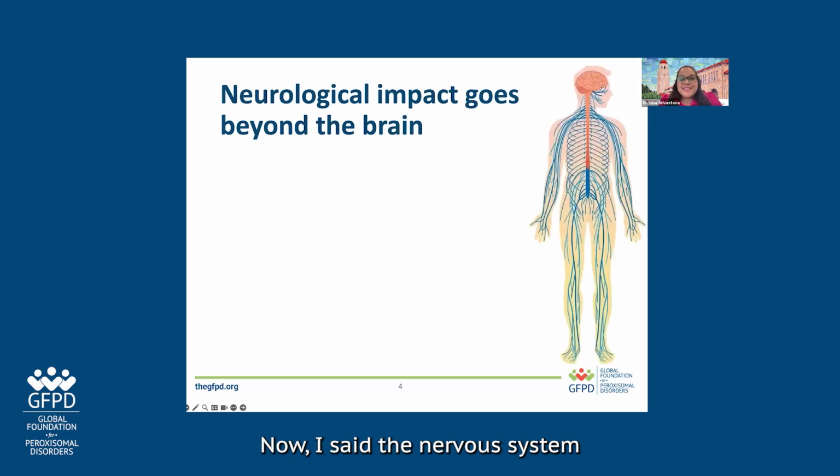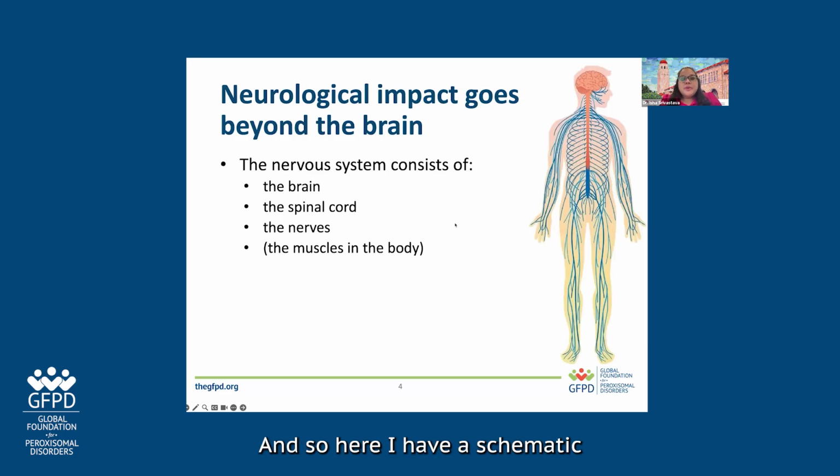Now, I've said the nervous system a couple of times, and I want to make sure that we're all on the same page about what the nervous system is. So here I have a schematic that includes the brain and the spinal cord. Sometimes these two parts of the nervous system are considered the central nervous system. Also on this schematic are these light blue nerves that connect the brain and the spinal cord to different parts of the body, including different muscles of the body as well as different organs.